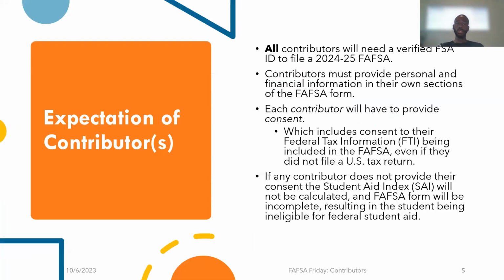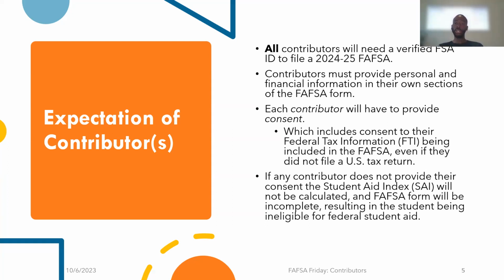So next, we're going to be getting into the expectation of the contributors. So all contributors will need to have a verified FAFSA ID to file the 24-25 FAFSA. Contributors must provide their personal and financial information in their own sections on the FAFSA. Very, very key. Each contributor will need to provide consent. So consent will allow for the federal tax information to be included on the FAFSA.